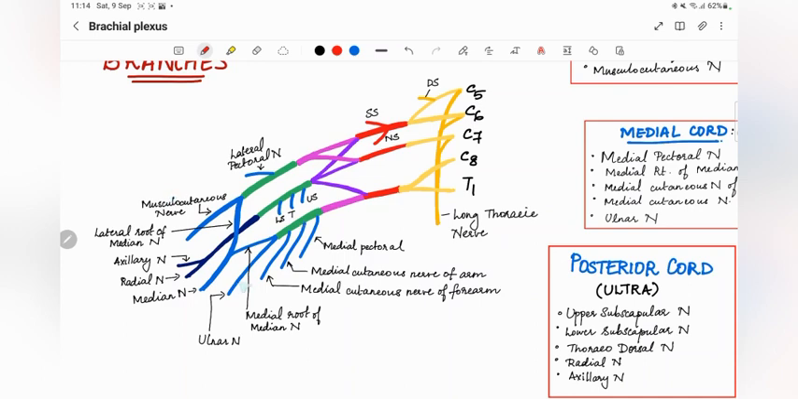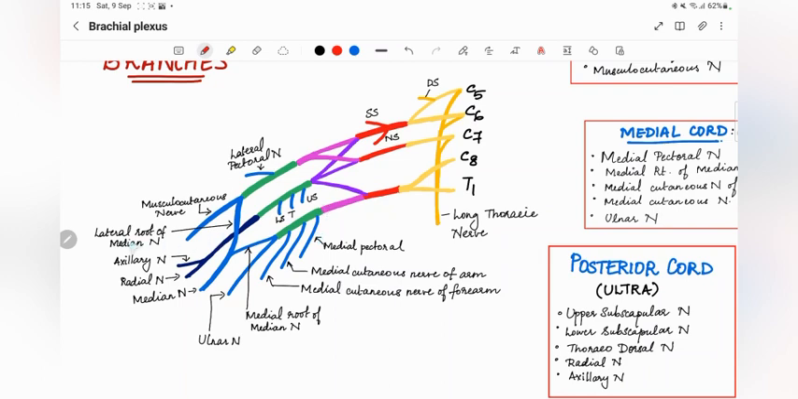Next, let's talk about the medial cord. So, from the medial cord, we have 5 nerves. The 5 nerves can be memorized as M4U, that is 4M and 1U. So, for the U, we have the ulnar nerve, then the 4M would be, so we already talked about the lateral pectoral nerve, so we also need a medial pectoral nerve. So, the first M is the medial pectoral nerve.